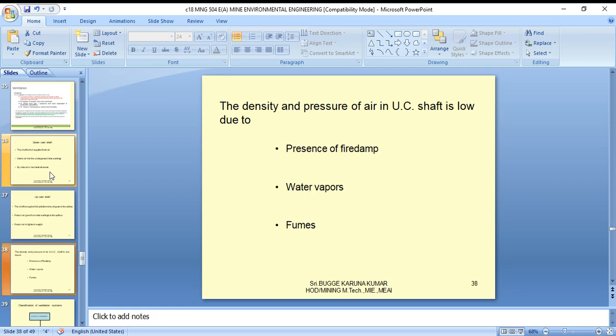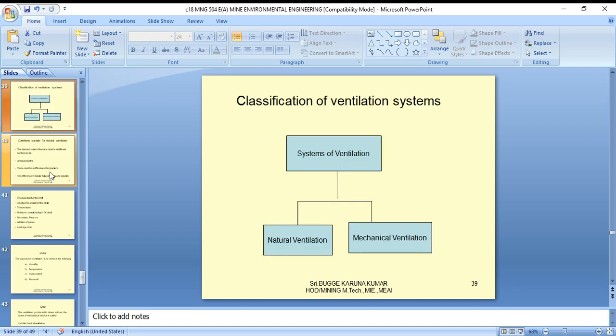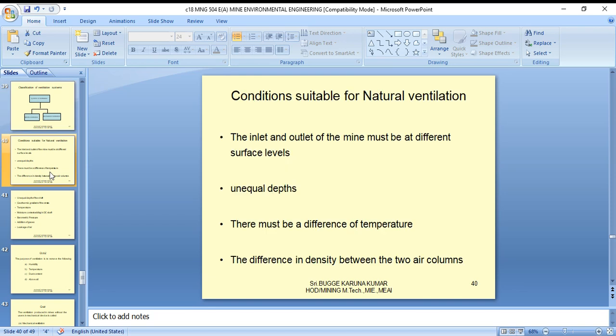The density and pressure of the air in an upcast shaft is lower due to the presence of firedamp, water vapor, and fumes. So, classification of ventilation system: natural ventilation and mechanical ventilation. They are both classified; we already went through them in the earlier slides.